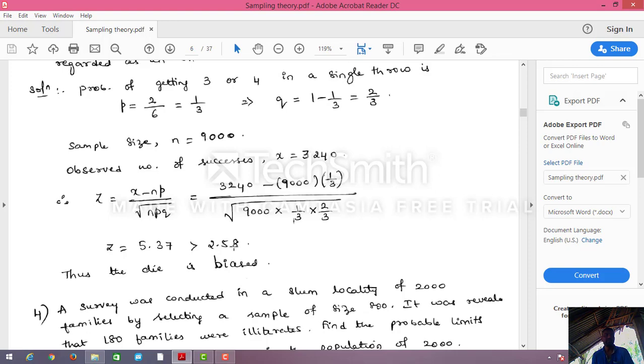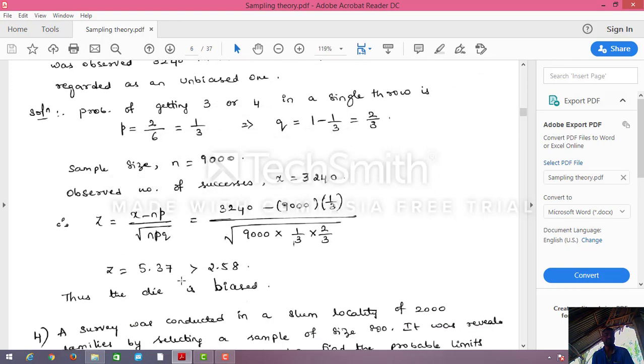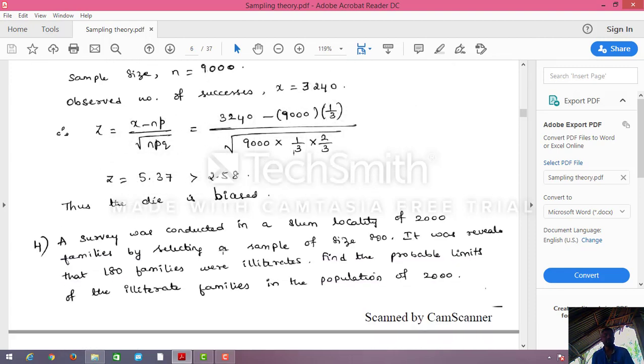So that's the way the die is biased. We have to prove the die is unbiased, but the test is rejected. That's why I am telling that the die is biased. Next problem you can see. This is a different one. We have to find the probable limits.